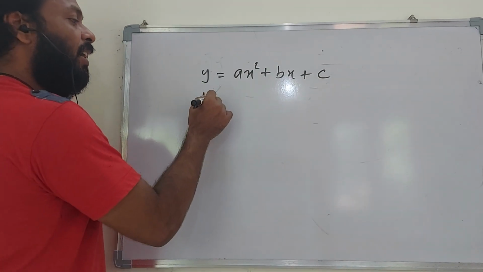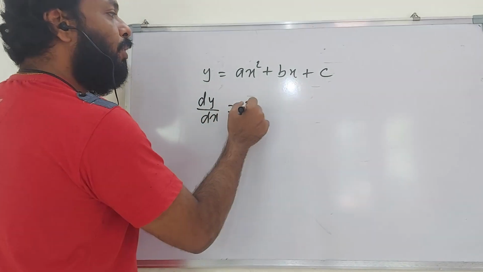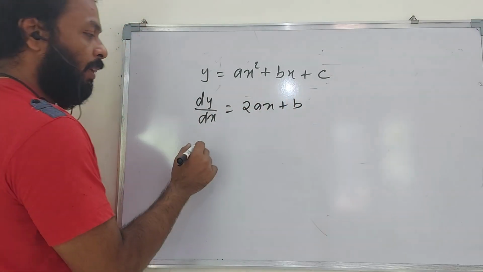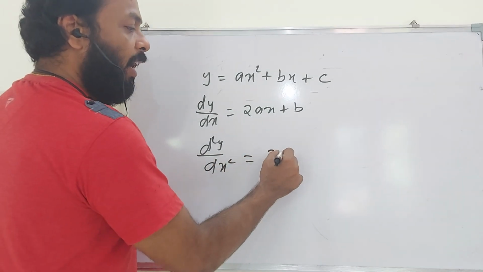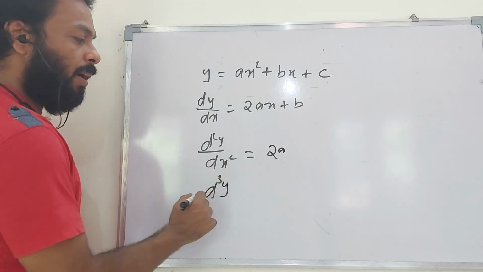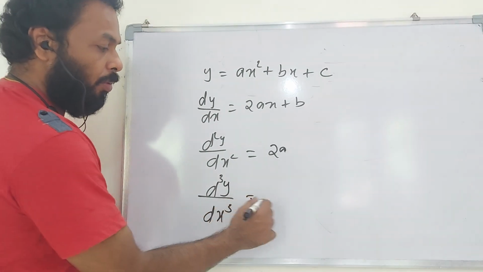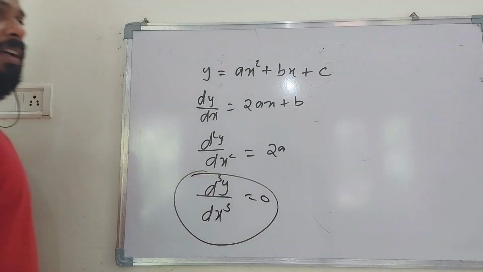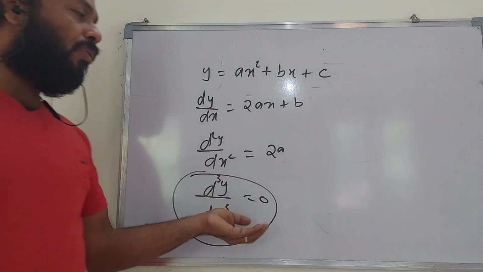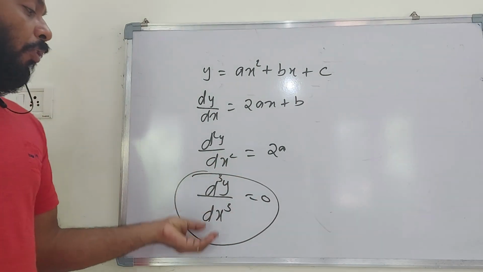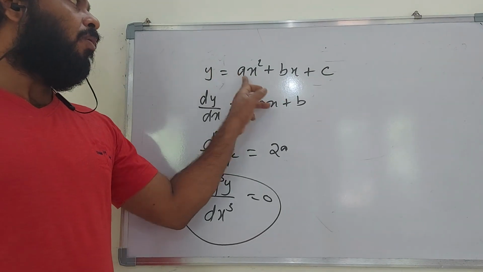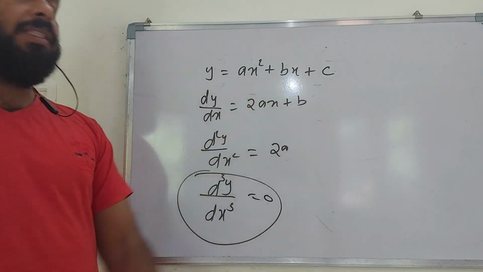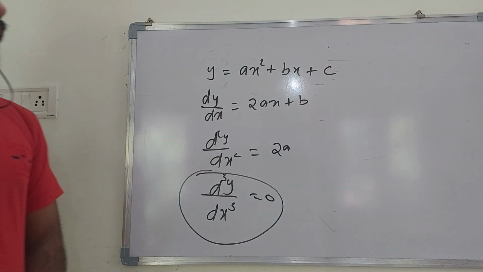Just differentiate, dy by dx is 2ax plus b. d square y by dx square equal to 2a. d cube y by dx cube equal to 0. This is a third order differential equation, which is free from all parameters. So d cube y by dx cube equal to 0 is the differential equation representing this relation or this family of curves y equal to ax square plus bx plus c. Okay.